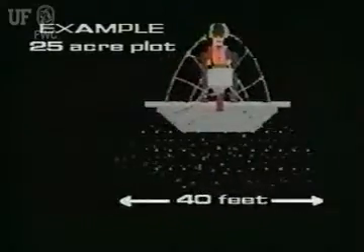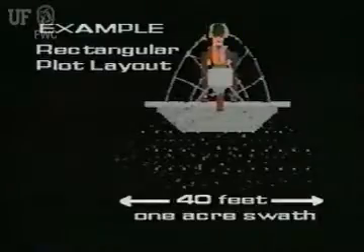Now, let's look at an example of this type of application. Let's assume that a pellet herbicide formulation is to be applied to a 25-acre plot in a large lake with a spreader that has a swath width of 40 feet. Let's show the rectangular plot layout that would be used so that each pass would treat 1 acre.